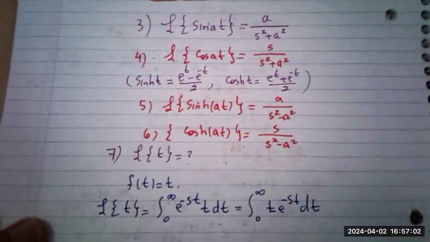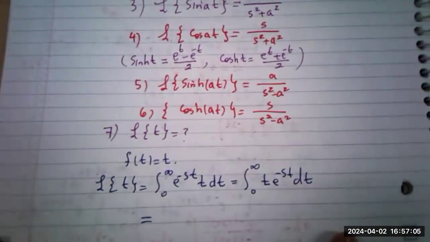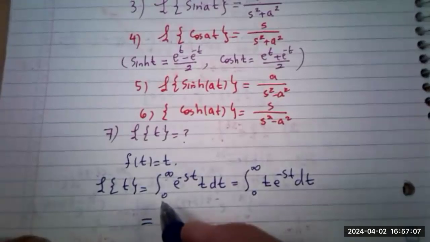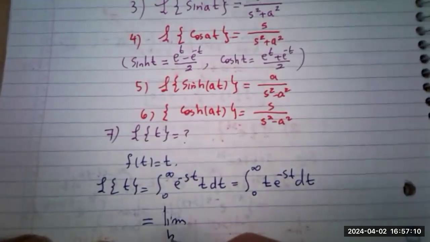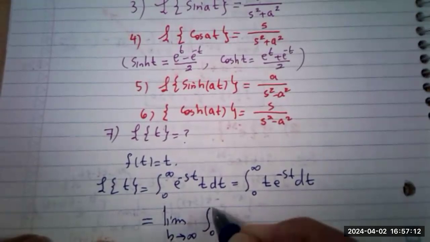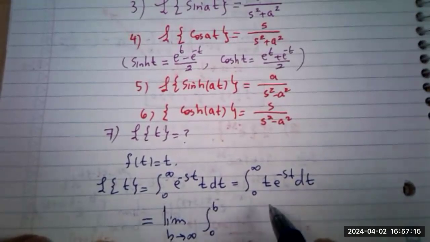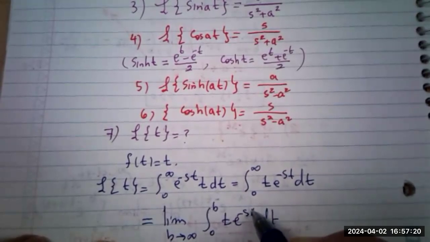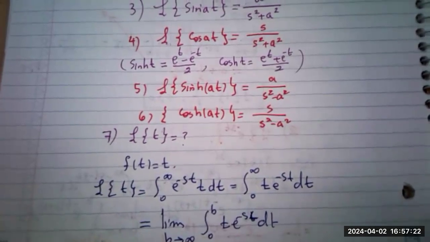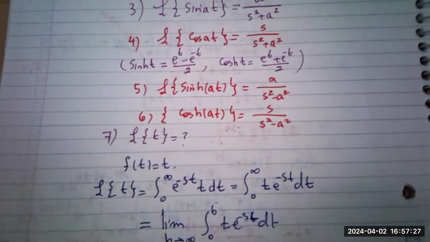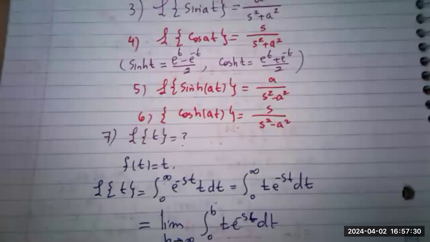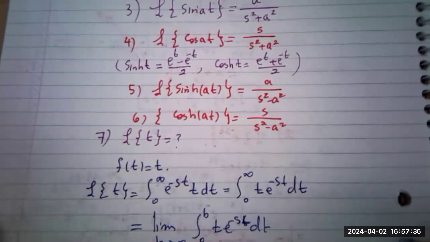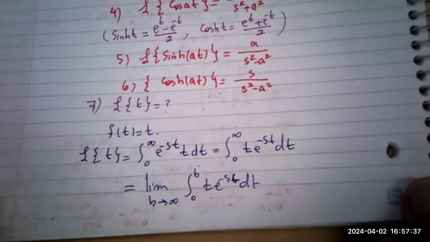So we have to change it to a limit, and then of course integration by parts. But you can use the tabular method for integration by parts to find it. The limit as b goes to infinity of the integral from 0 to b of t e to the negative st dt. Let's do it. Go to the next page to do this one. Quickly, we can do it by table, two steps of course.